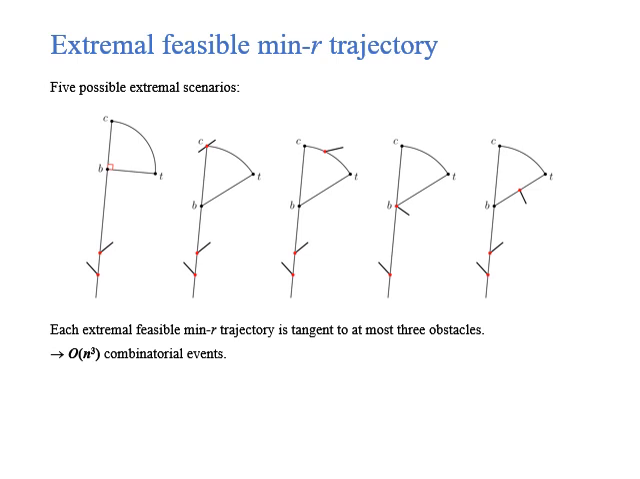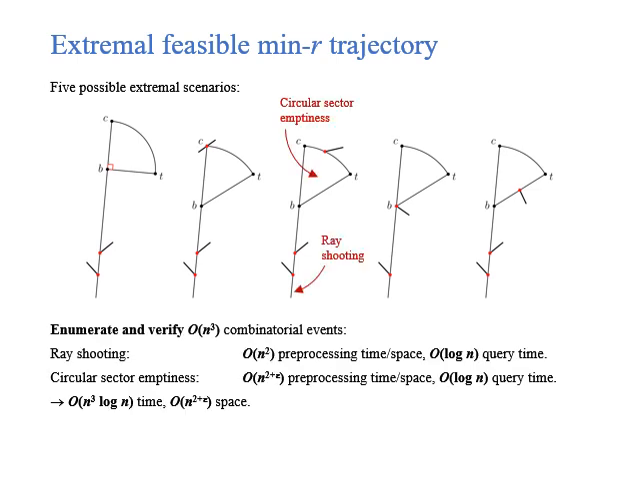Now, if we look closely, we can see that an extremal feasible mean r trajectory is always tangent to at most 3 obstacles. So, what we have is a set of n-cubed combinatorial events. We can simply enumerate and verify them for feasibility.